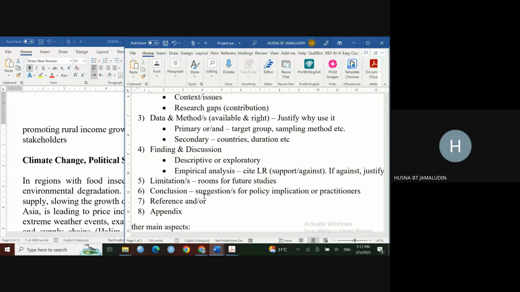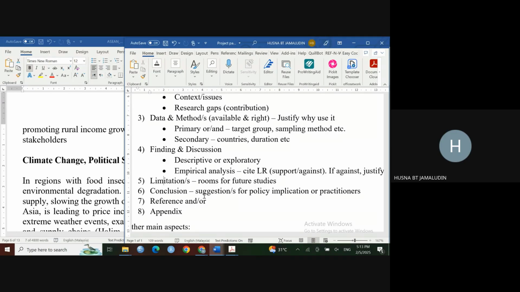Why is that? There is no such thing as perfect work. Remember, we are human beings. We tend to make mistakes, right? And sometimes we are dealing with many limitations. For example, when you're talking about data, you cannot collect the whole population, so you will just study a sample. That is your limitation as well. And sometimes your sample is very small. That is also a limitation.